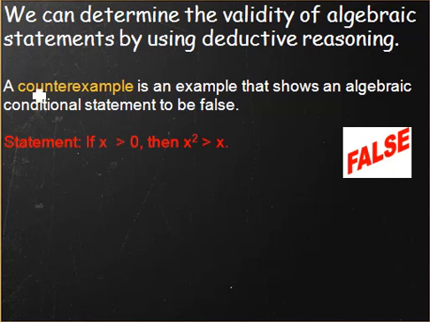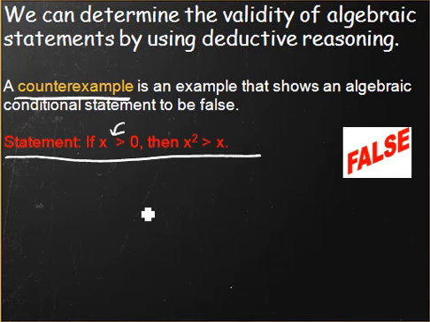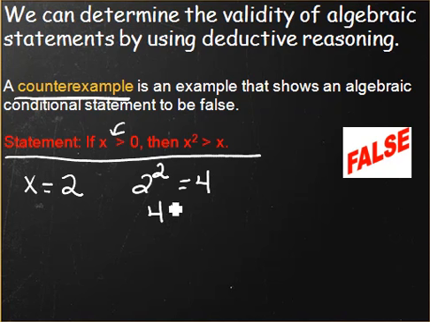To determine if a statement is false or invalid, we look for a counterexample. For example, if we have the statement, if x is positive, or greater than 0, then we want to know, is x squared greater than x a valid conclusion? If we only used inductive reasoning and picked one example, such as 2, we might get the wrong conclusion. 2 squared, which is equal to 4, and we can see that 4, or x squared, is indeed greater than x, or 2. Again, we need to find one counterexample to show that this statement is invalid.